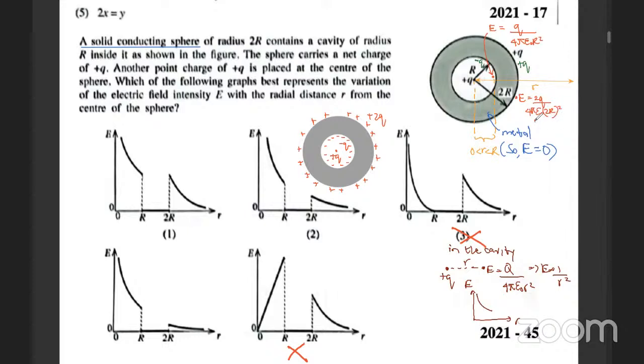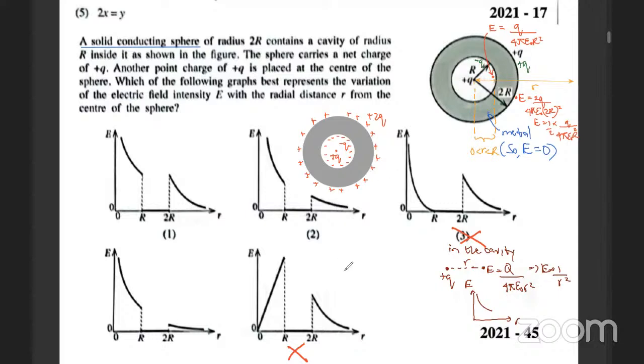And if you simplify that, what is the value? I'll leave 4 pi epsilon naught as it is, 2Q over 4R squared. So 2 and 4, if you simplify, it's half. So it's half into Q over 4 pi epsilon naught R squared. That means it's half of the value of the internal surface.